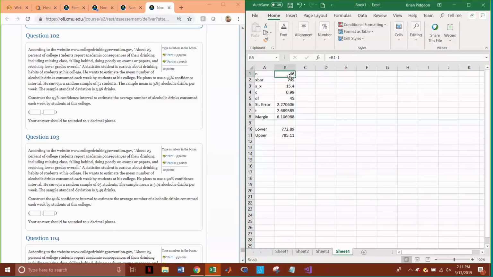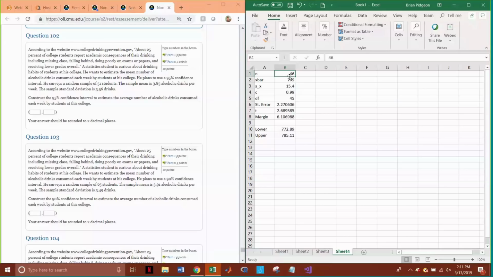102. About 25% of college students report academic consequences of their drinking. A stat student is curious about drinking habits of students at his college, so he wants to estimate the mean number of alcoholic drinks consumed each week.